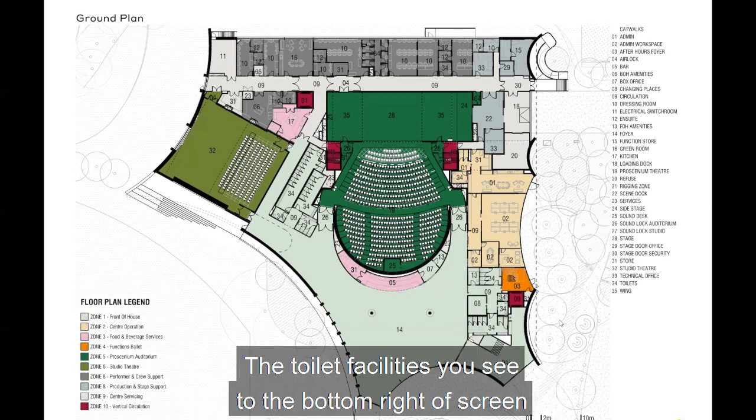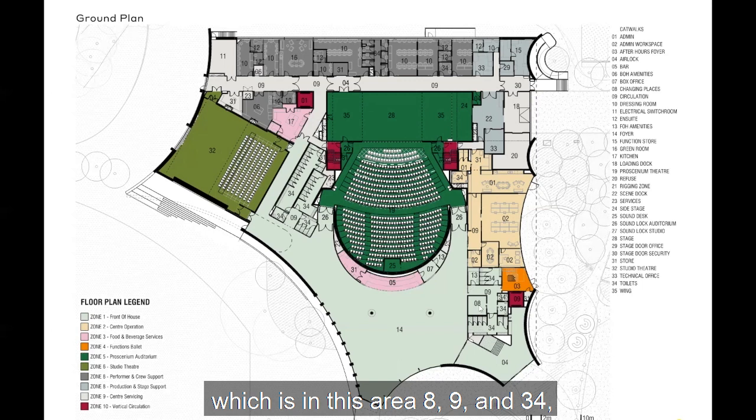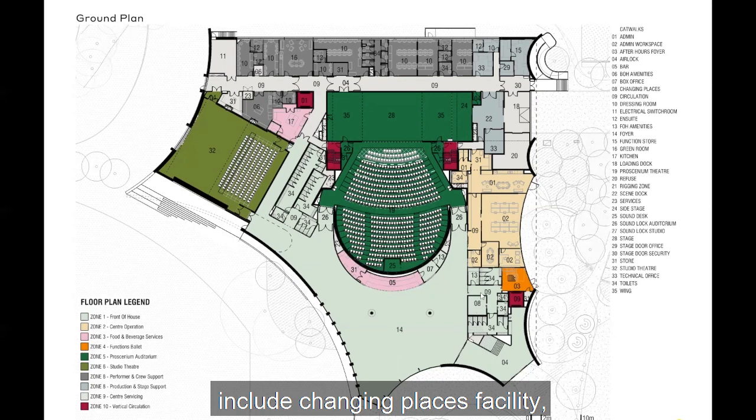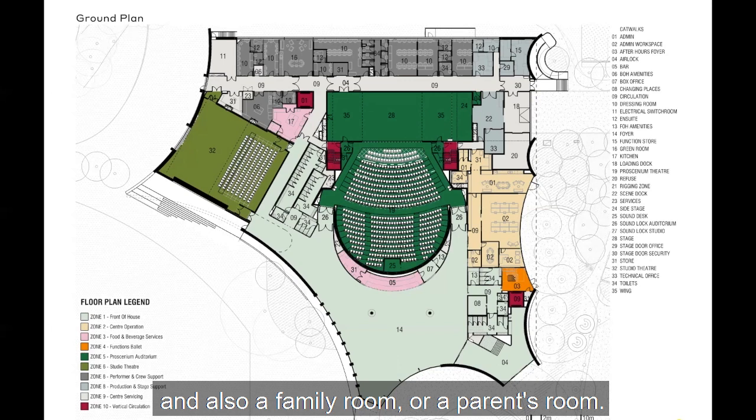The toilet facilities you see to the bottom right of screen, which is in this area 8, 9, and 34, near to the orange stair area you see in that southeastern corner of the building, include changing places facility, fully accessible toilets, non-gendered toilets, traditionally gendered toilets, and also a family room or a parents room.